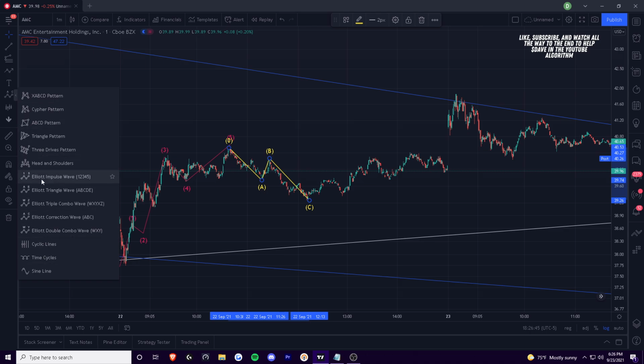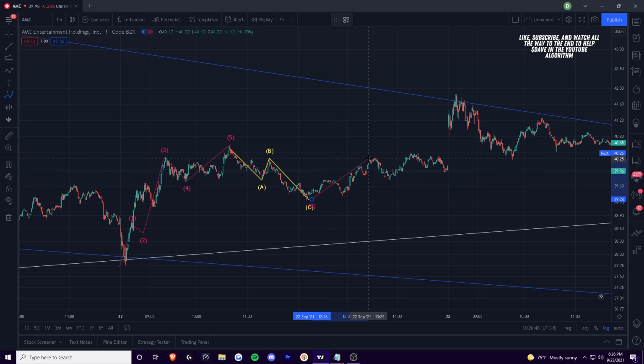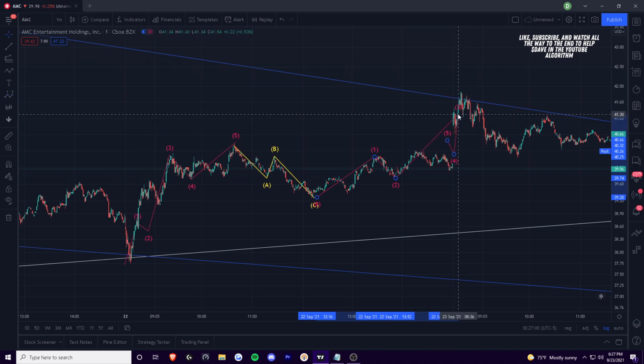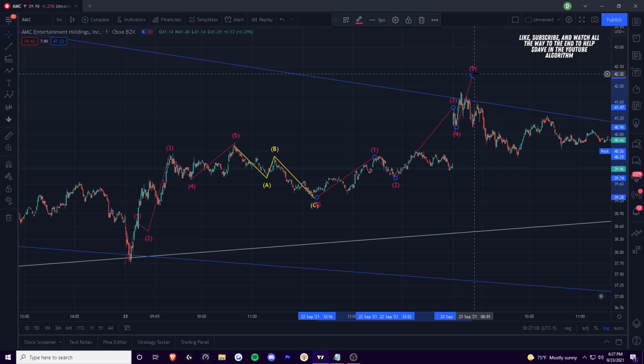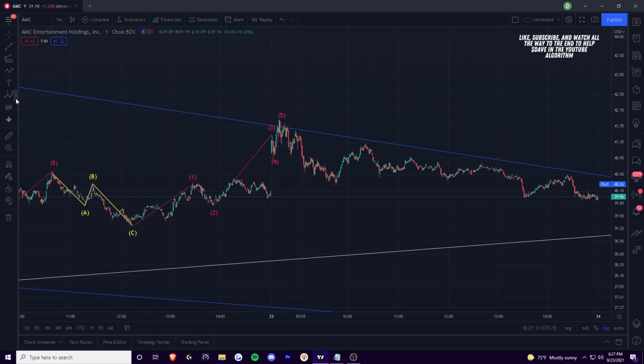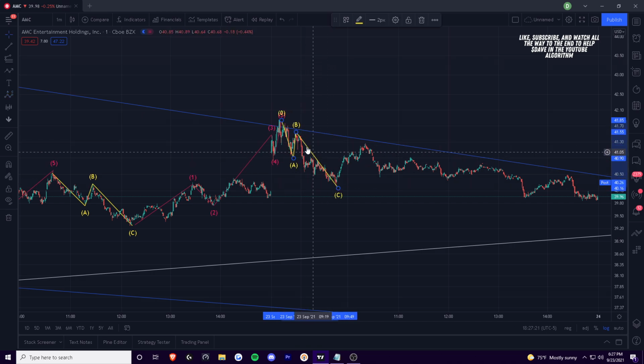And then you have your 1. Sorry about the delay. Your 1, 2, probably in pre-market you have your 3 finishing, and then, oh look, this is your 3 here at 41.47. Your 4 probably stopped at $41, and then you have your 5 maybe. And then from there, you have an A, B, C.